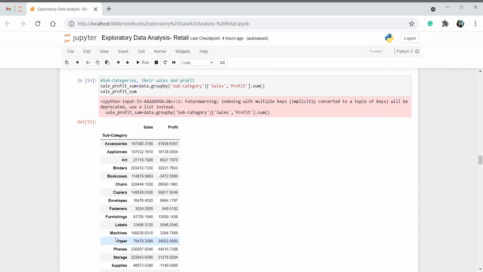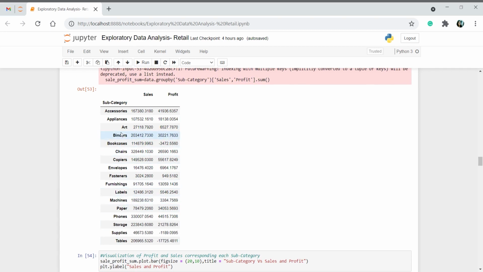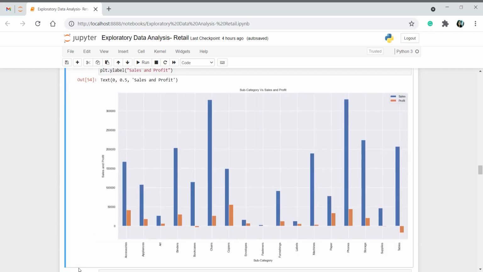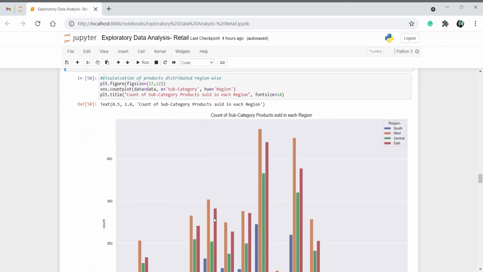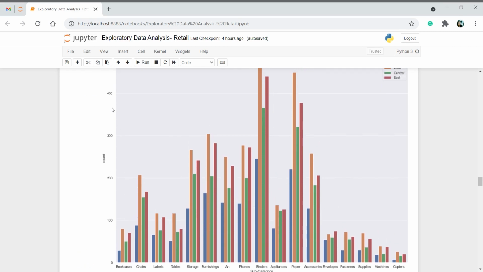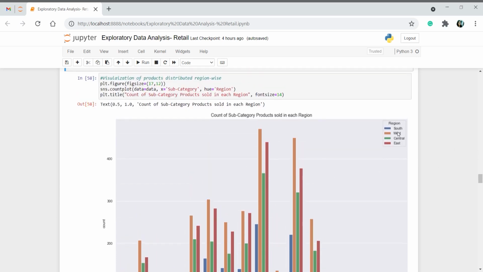Here the subcategories are shown, all the 17 subcategories and their corresponding sales and profit. Here we are visualizing this data in the form of a bar chart. All the 17 subcategories are shown here. The blue bars indicate sales and the orange ones show profit. These 4 colors indicate 4 different regions, which are south, west, central and east.